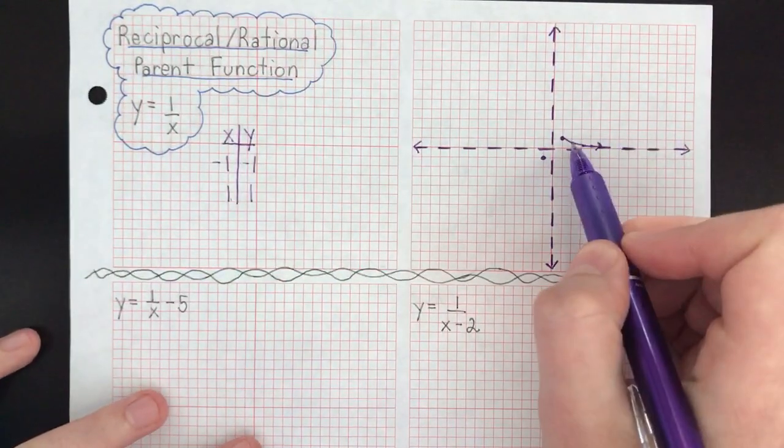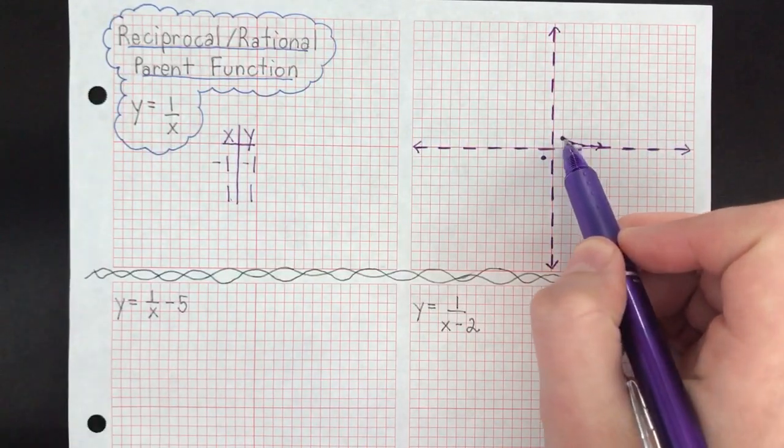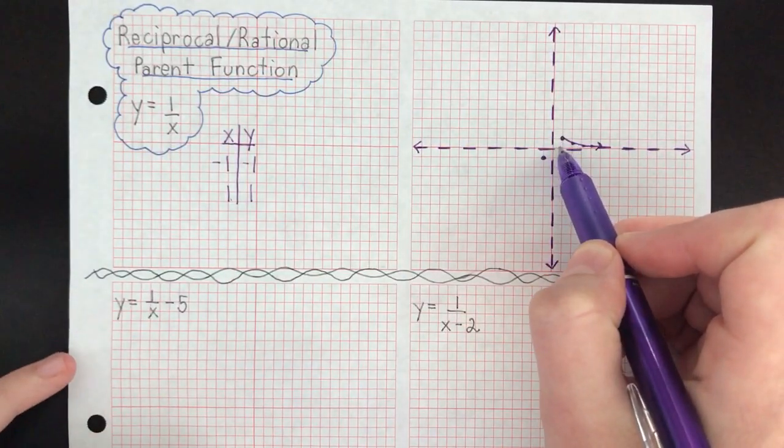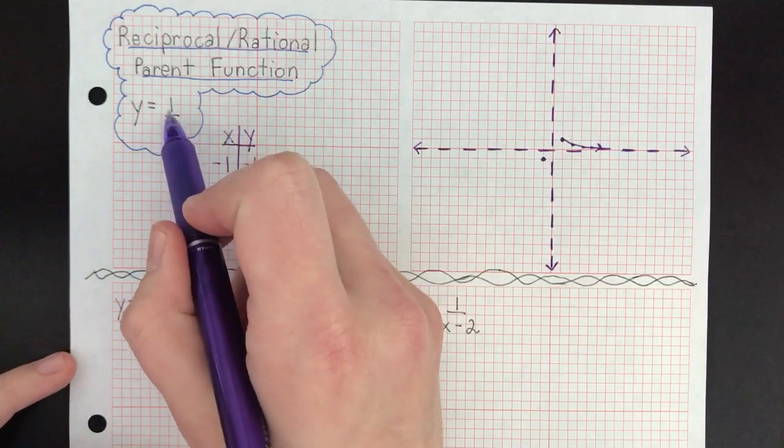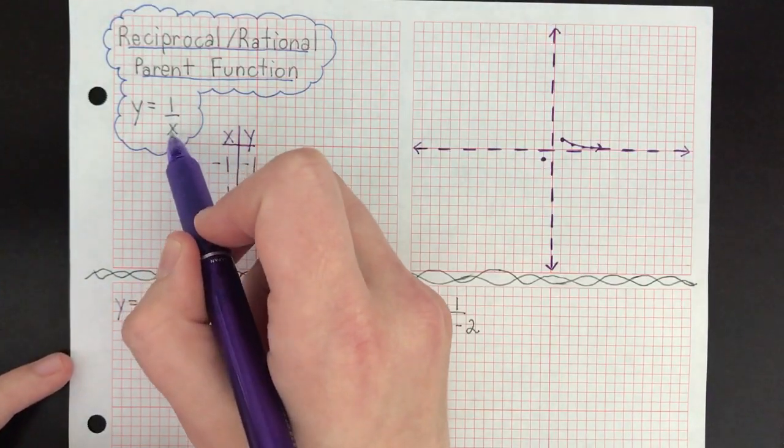So also what I want you to think about is if you go backwards, like if you plug in 1/2 for x, if you plug in 1 over 1/2, remember you would keep it, change it, flip it.